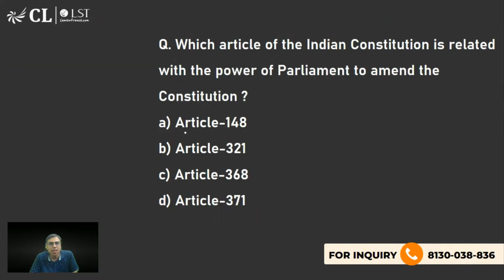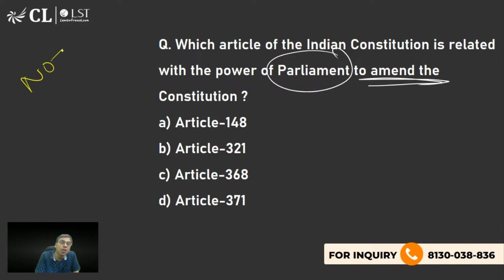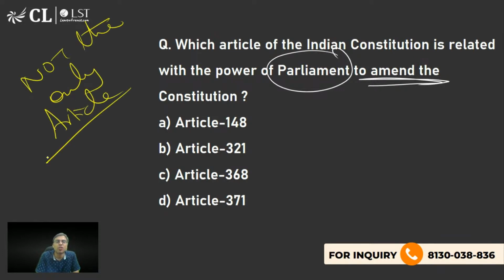The next question: which article of the Indian Constitution is related to the power of Parliament to amend the Constitution? I hope you can answer it. But please remember, this is not the only article. There are other articles also under which you can amend the Constitution. Yes, the right answer is Article 368. Yes, Dharini, Kushagra, Anya, you are right. Can you please tell me any other article which is used for amending the Constitution? Although in 70, 80 or 90% of the cases this is used.